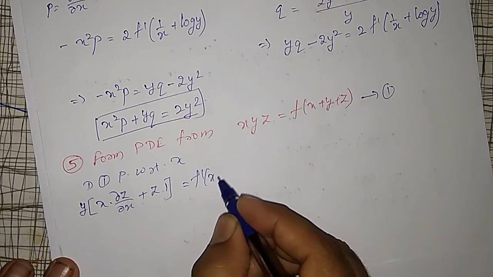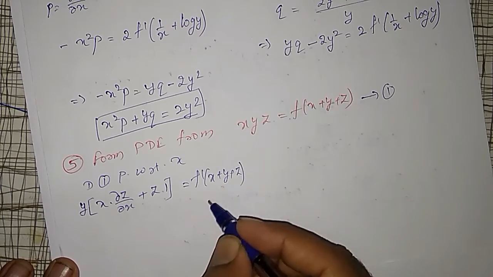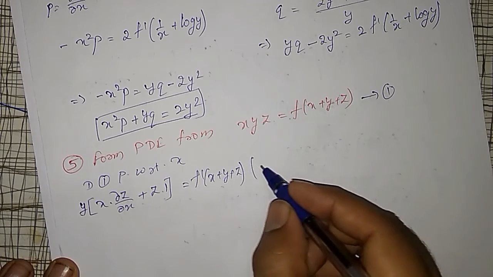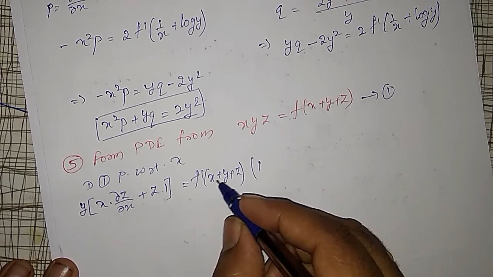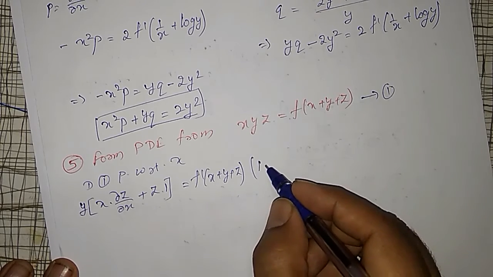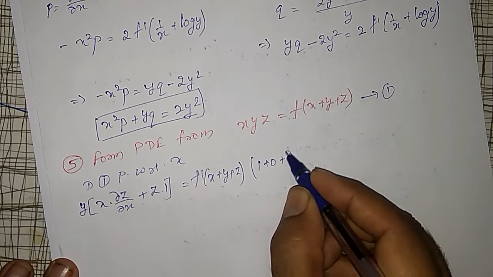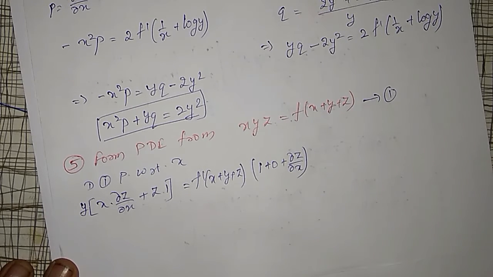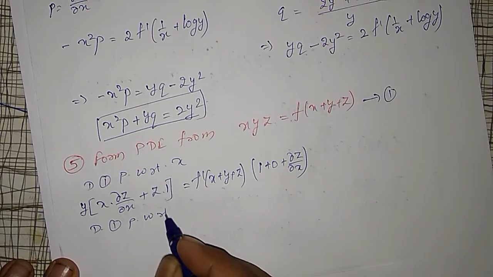f dash of x plus y plus z into the bracket, the differentiation of x plus y plus z. The partial derivative of x is 1. Addition is there, so the separate terms have to be differentiated: 1 plus 0 plus dou z by dou x. You can simplify this one, or you can keep it as it is. Similarly, differentiating 1 partially with respect to y now.